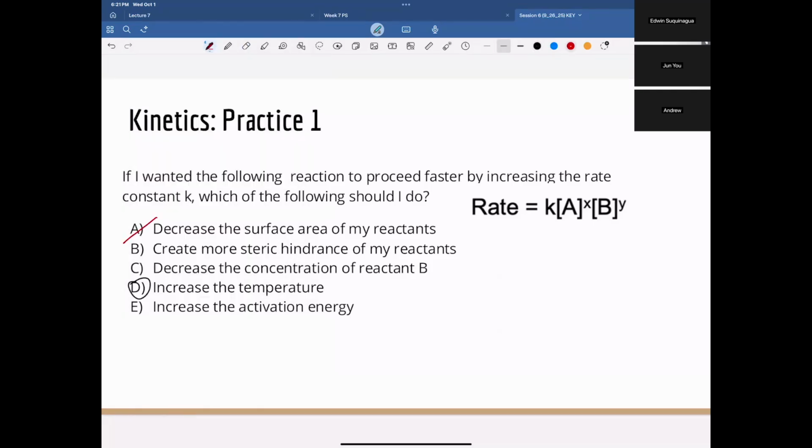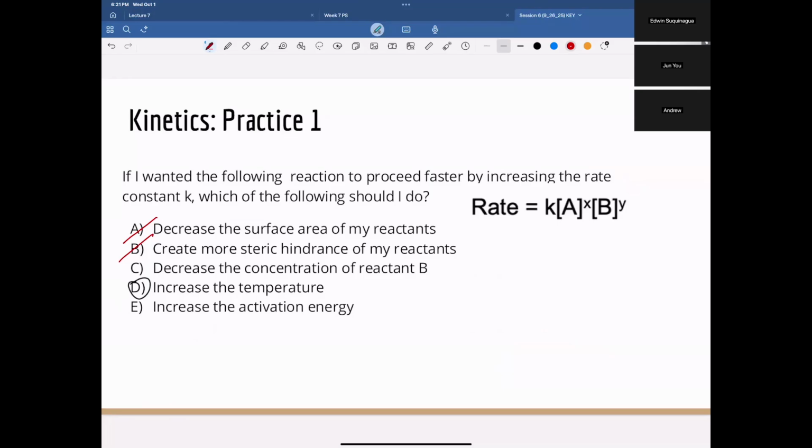B, create more steric hindrance of my reactants. We can use the arguments of sterics here. If it's more sterically hindered, that means it's harder for the atoms to collide at the same position or orientation, right? So that means it's also going to decrease the rate of the reaction. So we can cross that out.